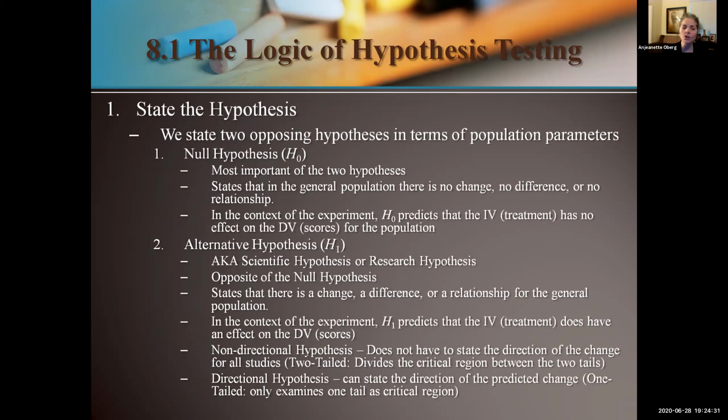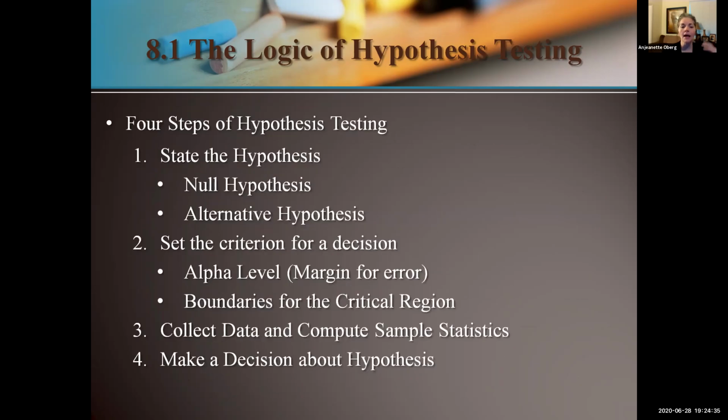That might be worded just a little bit differently depending upon your edition of the textbook, but they're all pretty much the same thing. First, state our hypothesis. What's our null? What's our alternative? You'll learn what those words mean in just a bit. Our criterion, we're going to set it up. What alpha level are we going to use? What does that mean for our boundaries for the critical region?